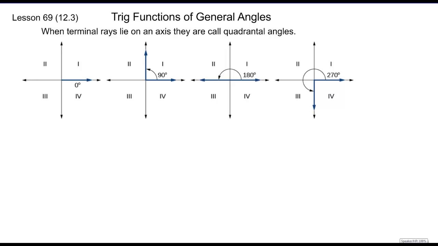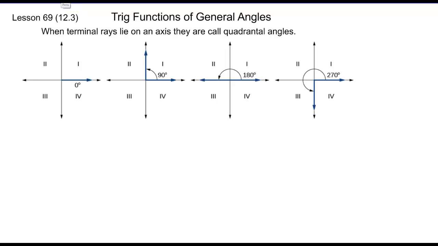Today we're going to discuss once again our trig functions, sine, cosine, tangent, cosecant, secant, and cotangent, and how those relate to angles in both degrees and radian measures in our unit circle. So before we do that, we need to talk some terminology. First of all, we need to talk about quadrantal angles.